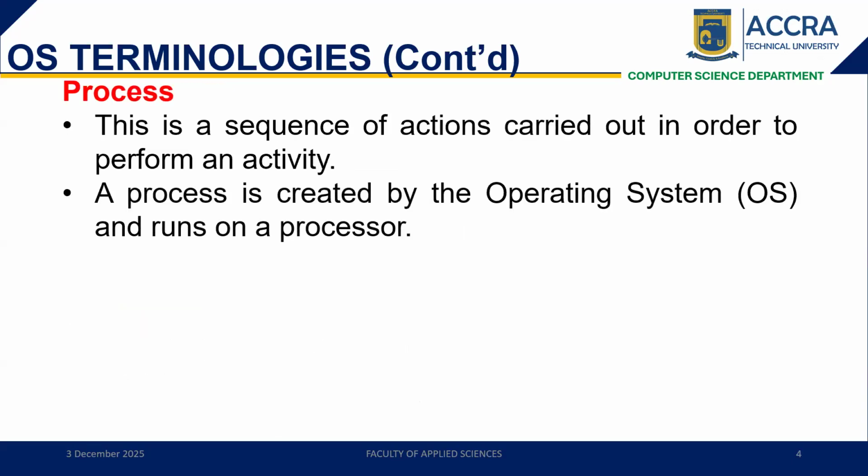Now, the process looks at the sequence of actions that are carried out in order to perform a particular activity. And the process is created by an operating system that runs on the processor. That is it. Every activity that we use a computer for has to have a particular process, no matter how small we think an activity is. Whether it's clicking a button once, whether it's pressing one key once, whatever we do, any single activity needs a particular process for it to be done.